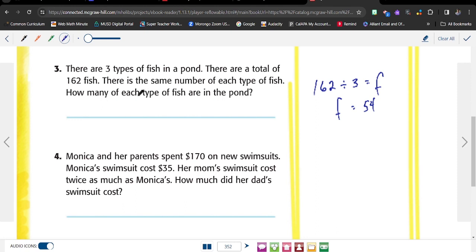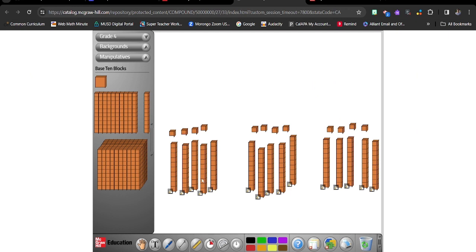So how many of each type of fish are in the pond? I have 54 of each type of fish. 54 of each one. That's taking 162, dividing it by 3, and using blocks to get the answer, I should say, quotient of 54.